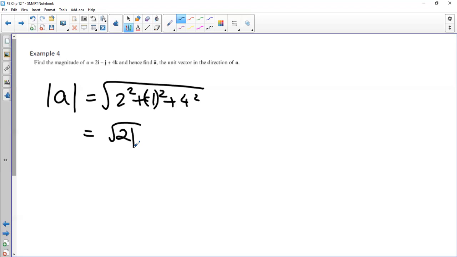Next one, A hat. Now, anyone confident enough to explain what unit vector means? Sorry? Vector over magnitude is correct.